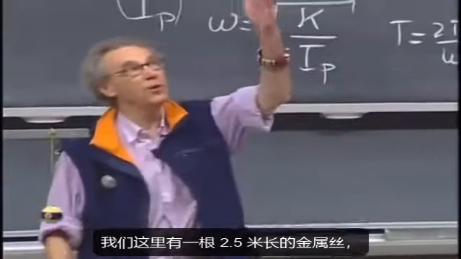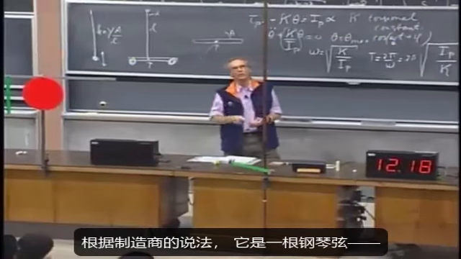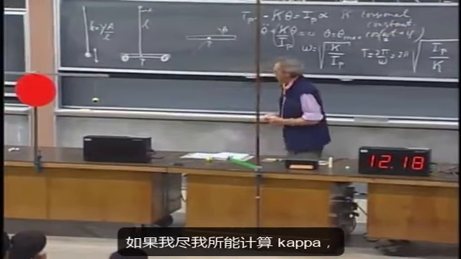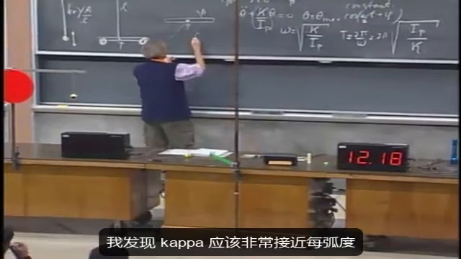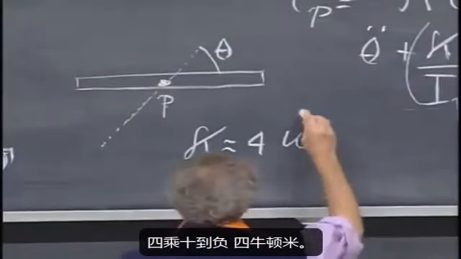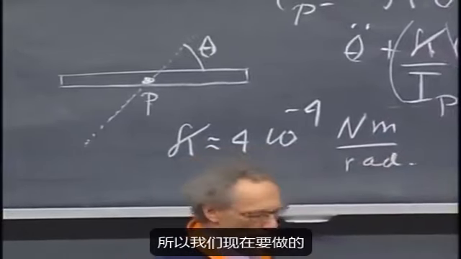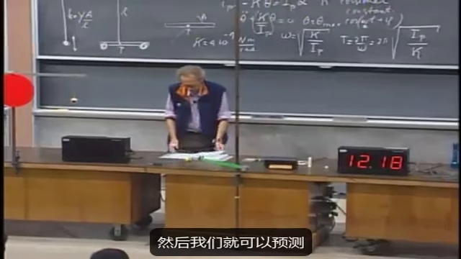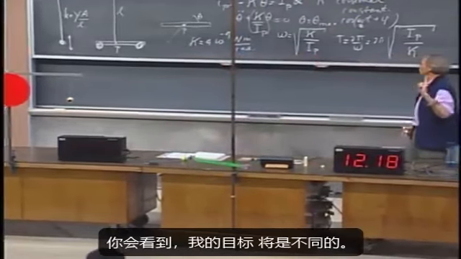We have a wire here which is 2.5 meters long, and the diameter of the wire, according to the manufacturer, it's a piano string, is 25,000th of an inch. And if I calculate kappa to the best of my ability, then I find that kappa should be very close to 4 times 10 to the minus 4 newton meters per radian. And so all we have to do now is to calculate the moment of inertia of the system, and then we can predict what the period of this pendulum is going to be, which is not my goal. You'll see my goal is going to be a different one.